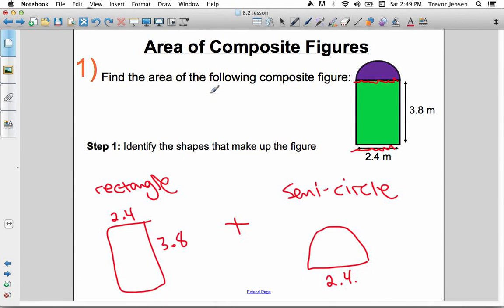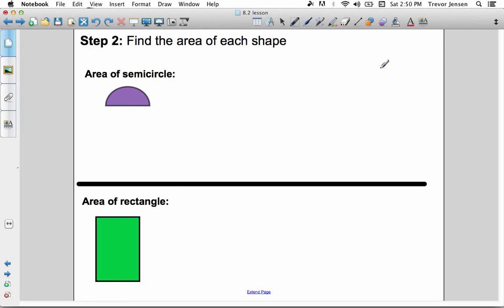Okay. So now if I want to find the area of this composite figure, I'm going to need to find the area of both of these shapes. I'm going to need to find the area of this rectangle, the area of this semicircle, add them together, and that will give me the area of this whole figure. So let's do that. Let's first find the area of the semicircle. Well, how do I find the area of half of a circle? Well, I know how to find the area of a full circle.